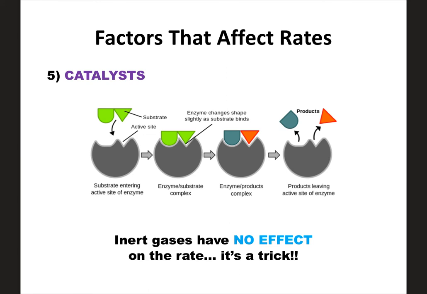And just be careful here. If you're seeing something about an inert gas being added to a reaction, it has no effect on the rate of the reaction. It's a trick, so don't fall for that trick. Anytime you're adding some form of inert gas, like a noble gas, or it says it's an inert gas, it's just there, it has no effect. It's not a catalyst. It's not impacting the rate at all. So don't fall for that trick.